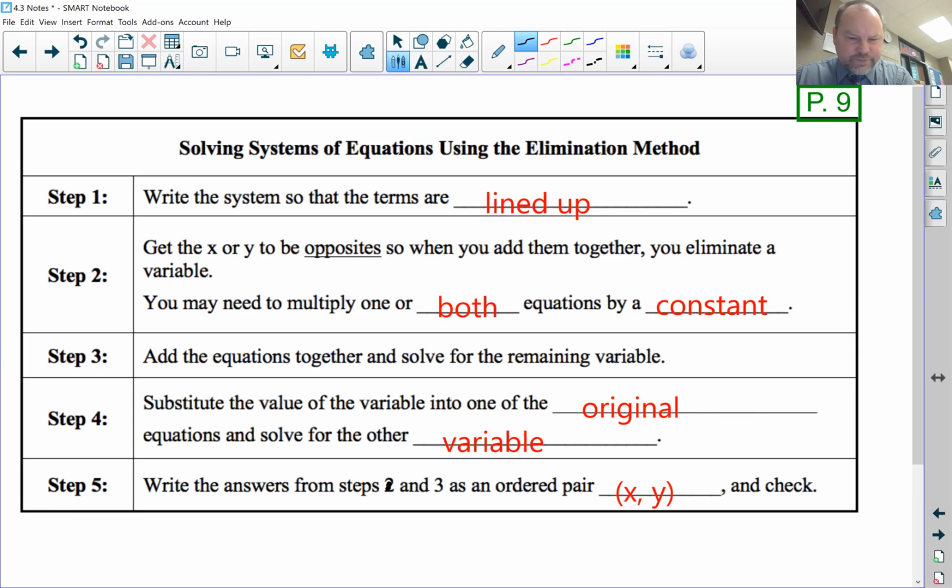So this should be steps 3 and 4, not steps 2 and 3. And again, I think writing this process down is probably more difficult than actually doing the process. So let's take a look at some examples.